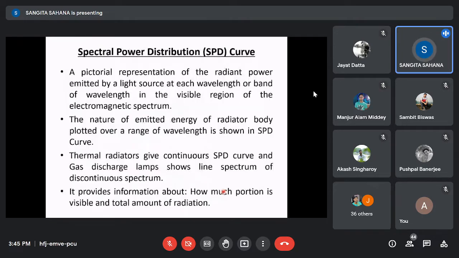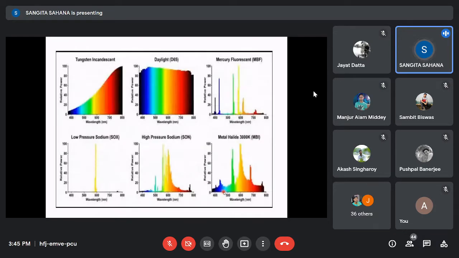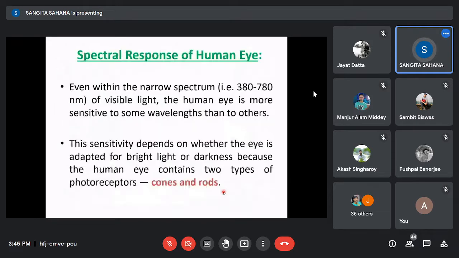So why can it not detect below 380 or above 780? That's because of the light responsive cells of our eye, which are cone and rod. You know that there are two types of photoreceptor in our eyes. One is called cone cell, another is rod cell. So due to the presence of these cones and rods in our retina, we can detect the light. Cones and rods are responsive only in between 380 to 780 nanometer.